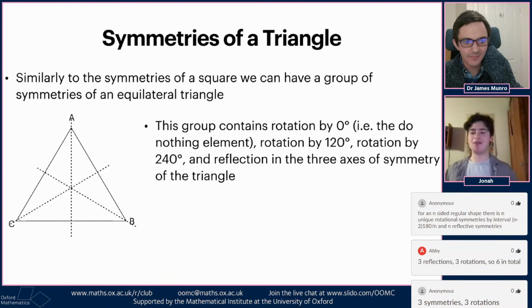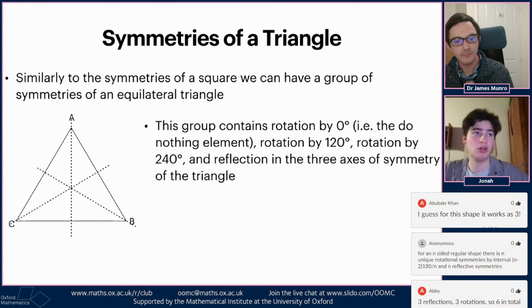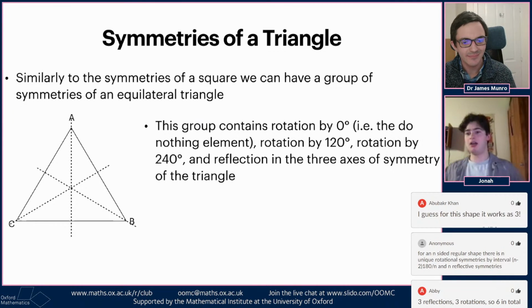But anyway, we have 3 rotations here. Once again, we've got our 0-degree rotation, and our rotation by 120 and 240 degrees. As you can see, they're going to land us back on the same triangle. And we've also got the reflection in the 3 axes of symmetry of our triangle. Absolutely brilliant, that's exactly correct. Those are our symmetries of a triangle.